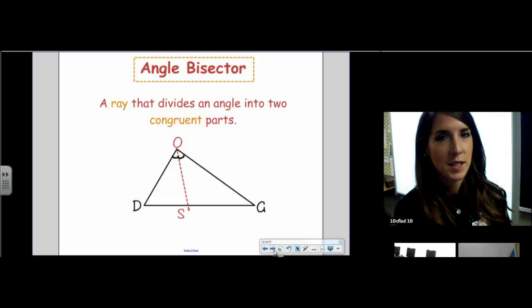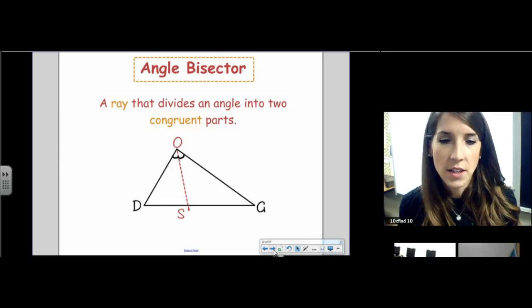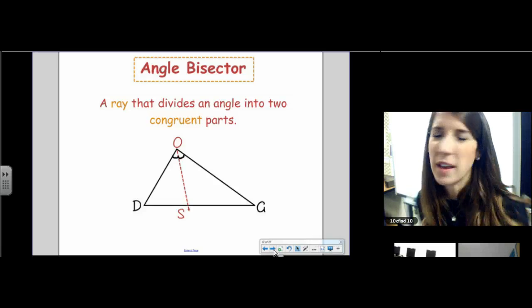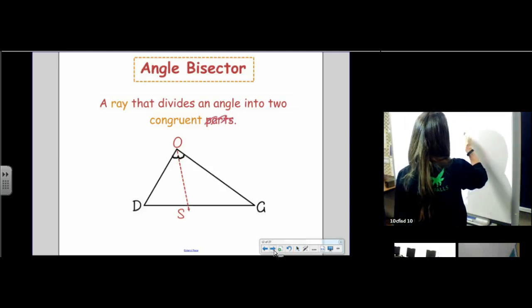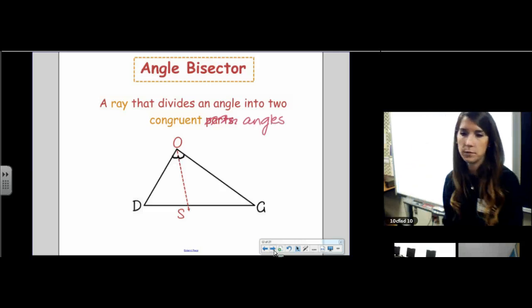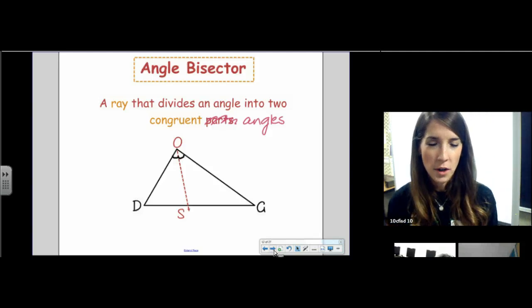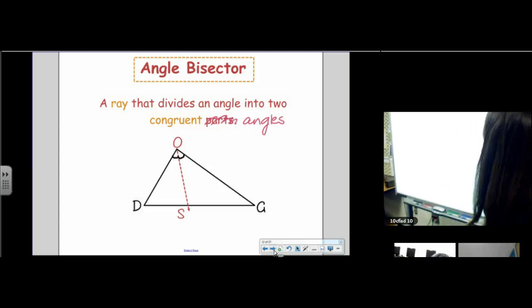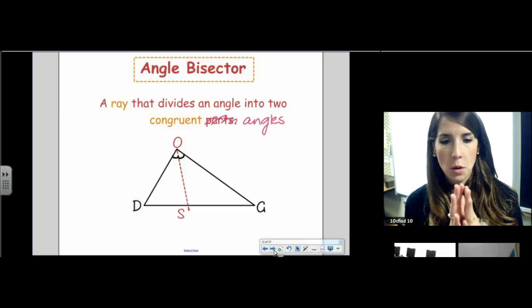All right, the next word we're going to focus on is angle bisector. An angle bisector is a ray that divides an angle into 2 congruent angles. Parts, that's not a good word for a definition. All right, so we've seen angle bisector. We've seen it multiple times, actually. So this is old news.